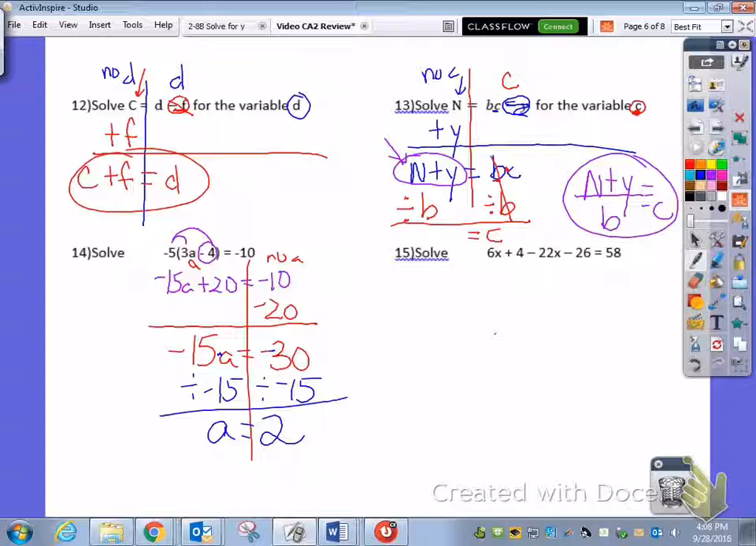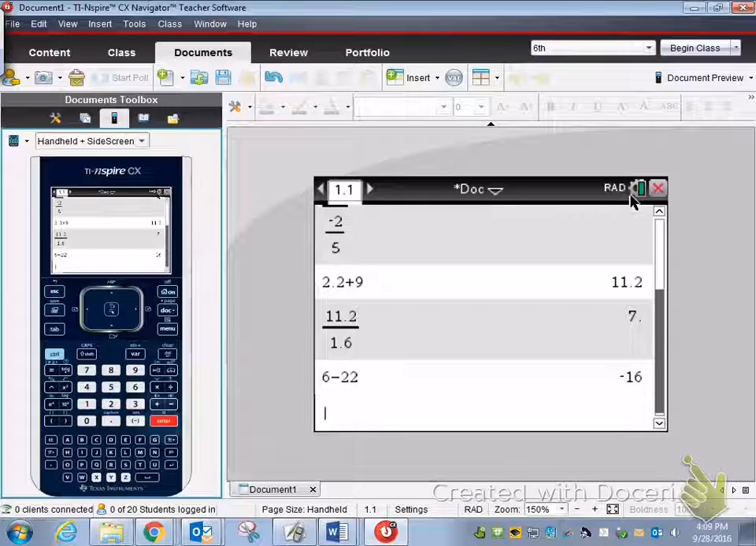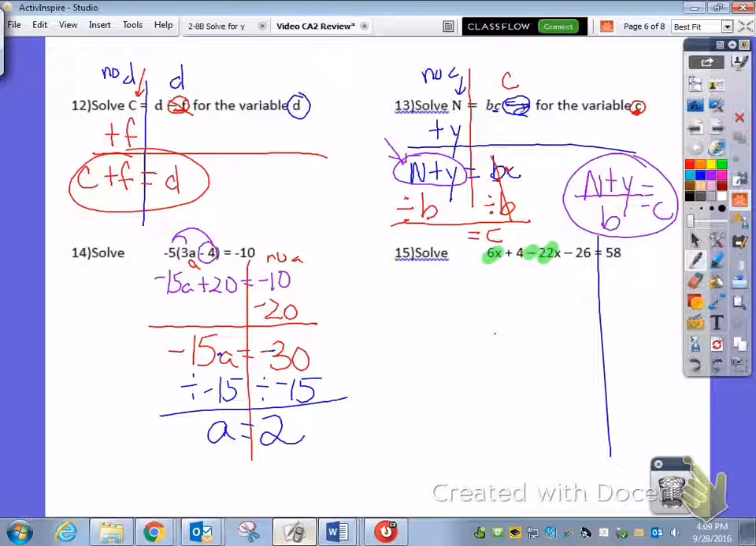Number 15, when you draw your line, see if there's anything that can go together. On the left side, I have 6x and I have negative 22x. I can put those together. So in your calculator, make sure you enter 6 minus 22. You can say 6 plus negative 22. Does the same thing, 6 plus or 6 minus. So 6 minus 22 or 6 plus negative 22. That is negative 16. So negative 16x.